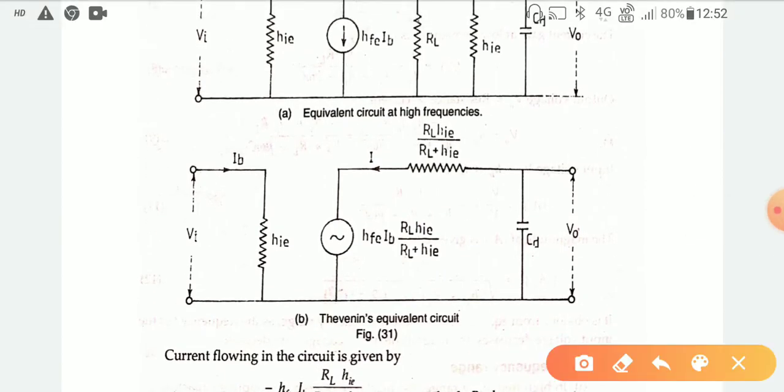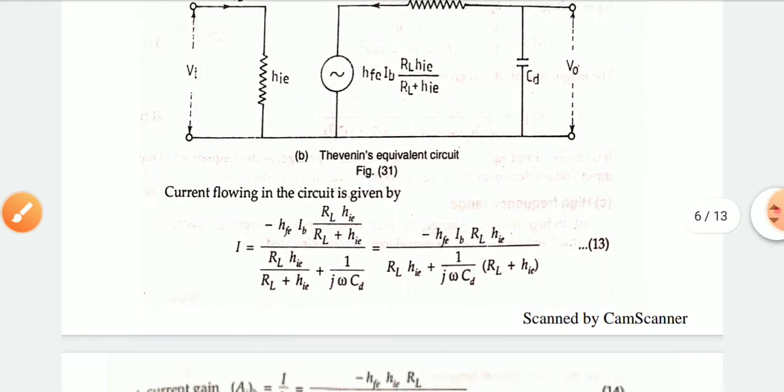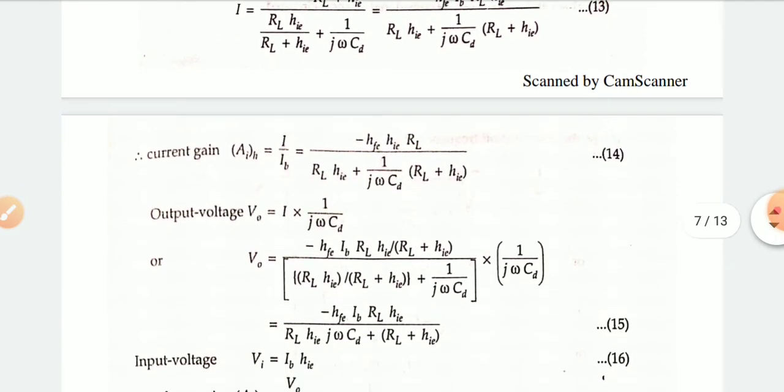From this KVL you can calculate the value of I, and from the ratio between I and IB, you can identify the current gain. If you identify the voltage drop across the CD due to the current I at the output side, then the ratio between V0, which is due to CD, and Vi gives the voltage amplification factor, and from this you can also get the magnitude. So this is calculated here.